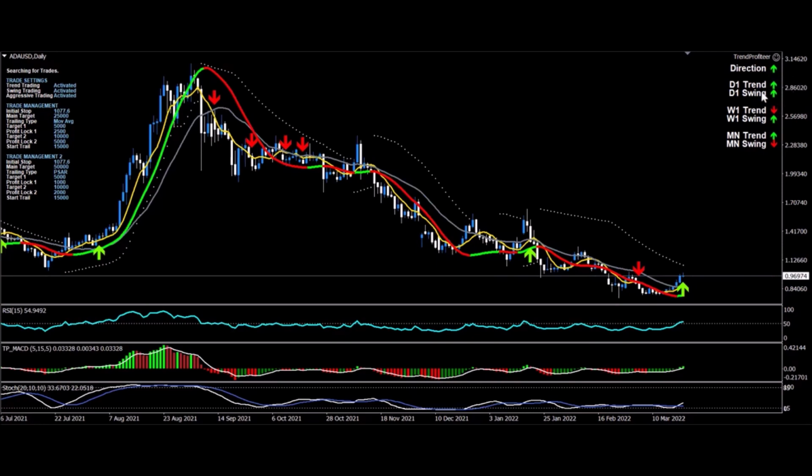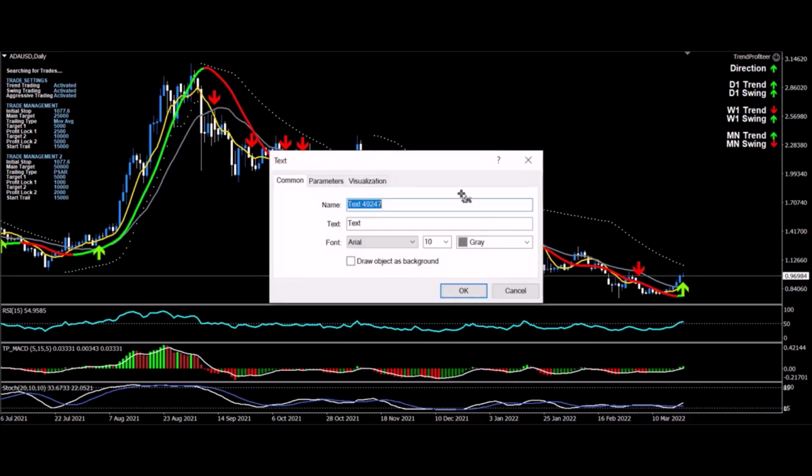And the higher time frames are saying that it's an overall buy or long position. We've got both trend and swing on the daily up, and weekly and monthly it's 2-2. So overall 4 out of 6. Now here's what I'm going to do. I'm using the text button to go long.